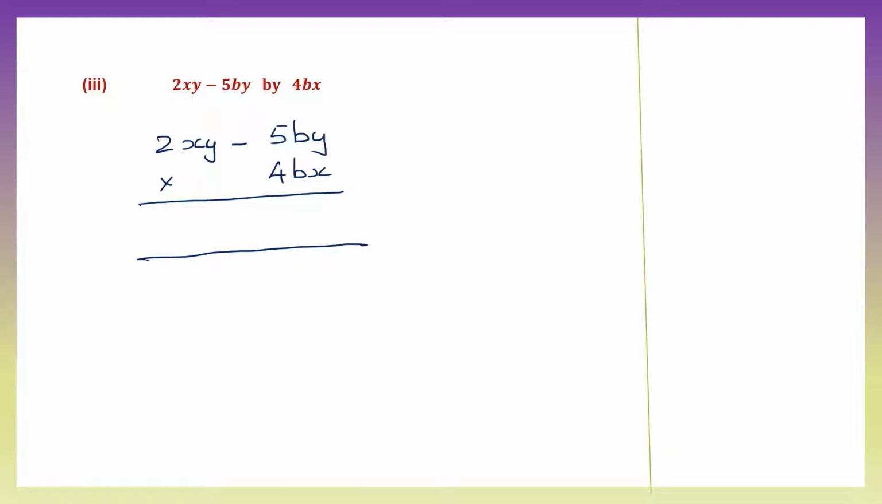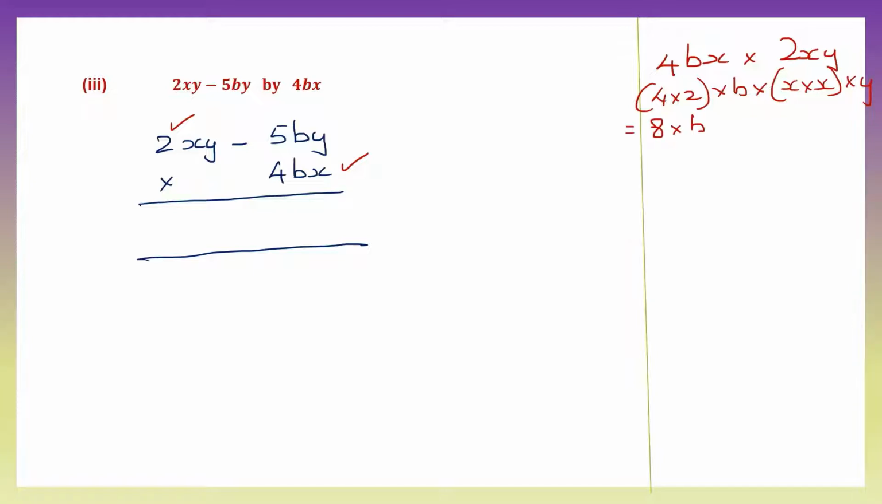Question 3. 2xy minus 5by into 4bx. Okay, so now let's multiply 4bx and 2xy. So 4bx into 2xy. So the numbers first, 4 into 2, then the letters, we have only one b. Now let's take the x, we have x into x, and then we have a y. So 4 2s are 8 into b into x to the power of 1 plus 1 into y. So this becomes 8bx square y.